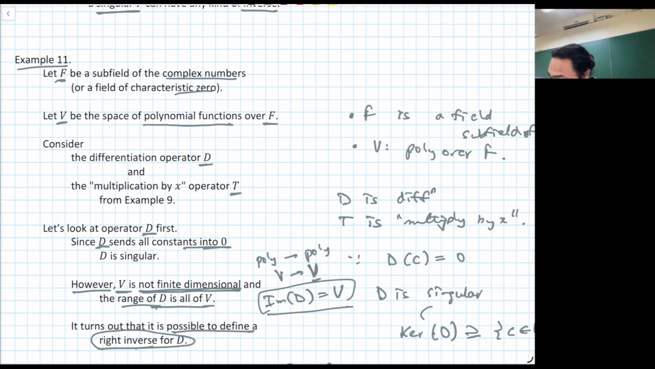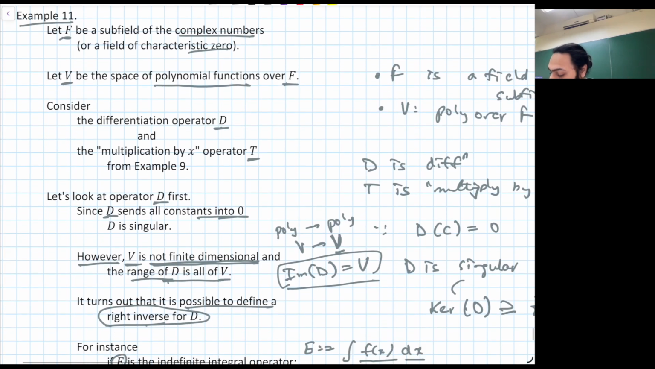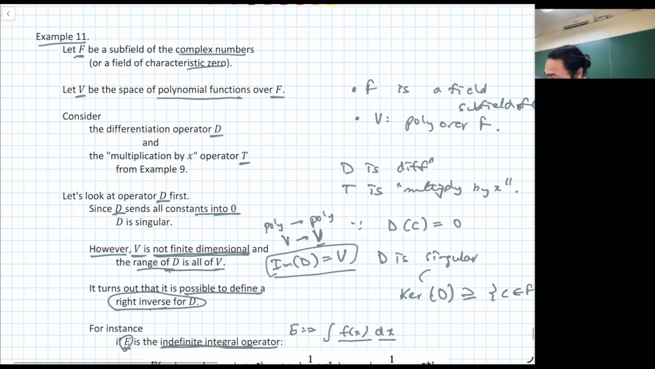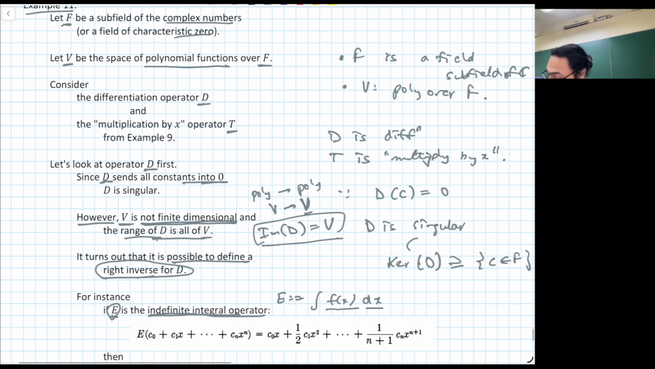So let's continue then. Okay, so example 11 says the following. Let F be a subfield of complex numbers, right? So this is something we saw already, but since it's an example, we'll have to at least review what we looked at. Let F be a subfield of complex numbers or a field of characteristic 0. That's fine. And let V be the space of polynomial functions over F.